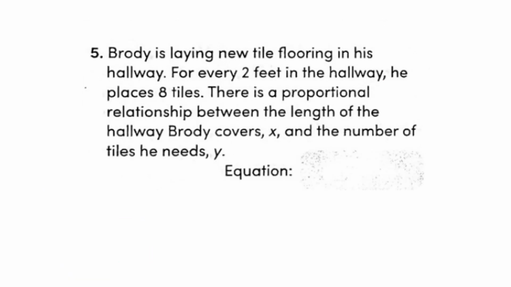Number 5. Brody is laying new tile flooring in his hallway. For every 2 feet in the hallway, he places 8 tiles. There's a proportional relationship between the length of the hallway Brody covers, x, and the number of tiles he needs, y. So y is our top number, x is our bottom number. y is the number of tiles, x is the length of the hallway.